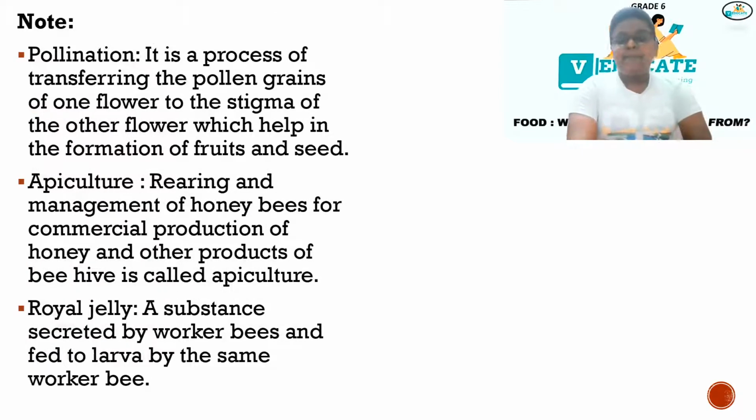So there are some important notes. Pollination is the process of transferring the pollen grains of a flower to the stigma of another flower, which helps in the formation of fruits and seeds. Stigma is a part of the flower. The honeybee transfers the pollen grains to another flower. Next, apiculture. The study of honeybees is called apiculture.